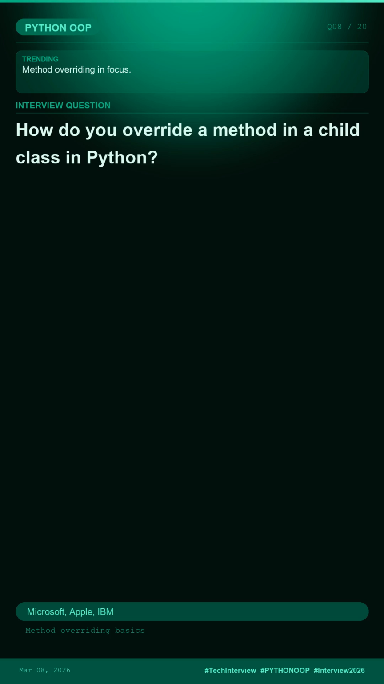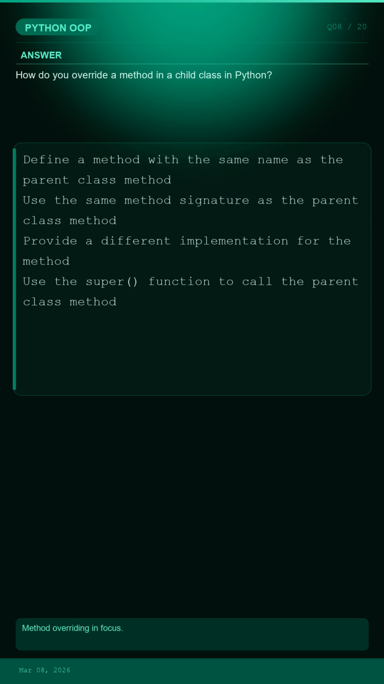Question 8. How do you override a method in a child class in Python? Answer. Define a method with the same name as the parent class method. Use the same method signature as the parent class method. Provide a different implementation for the method. Use the super function to call the parent class method.